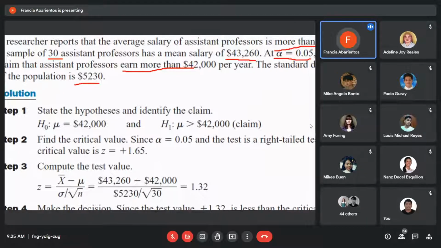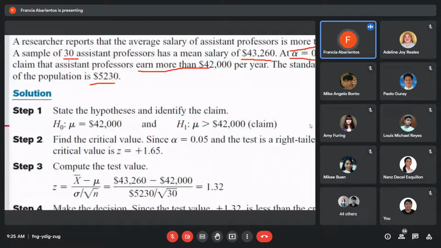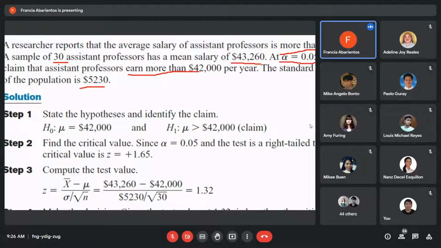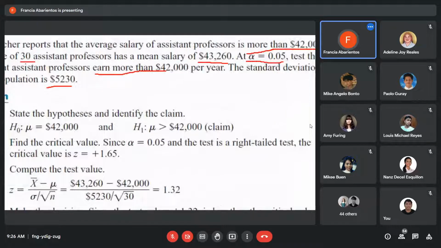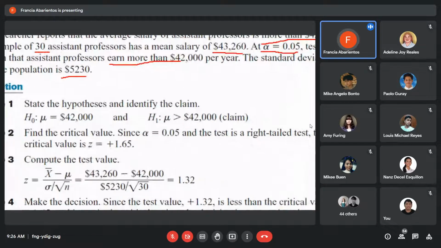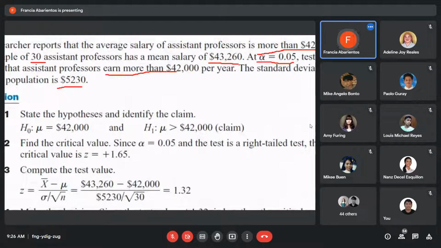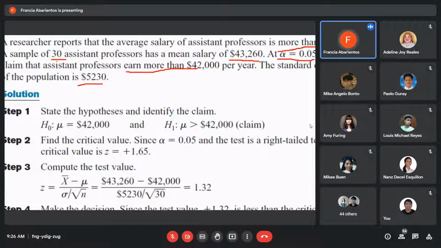we need to state the hypothesis. So yung claim natin na una is we have the mean, the null hypothesis, the mean is just equal to that of the mean salary of that professor, assistant professor, which is 42,000. The claim now is in the problem, test the assistant prof earn more than. So we have the common phrase here, more than, so that will fall under the right tail test or greater than. So that is now your claim.